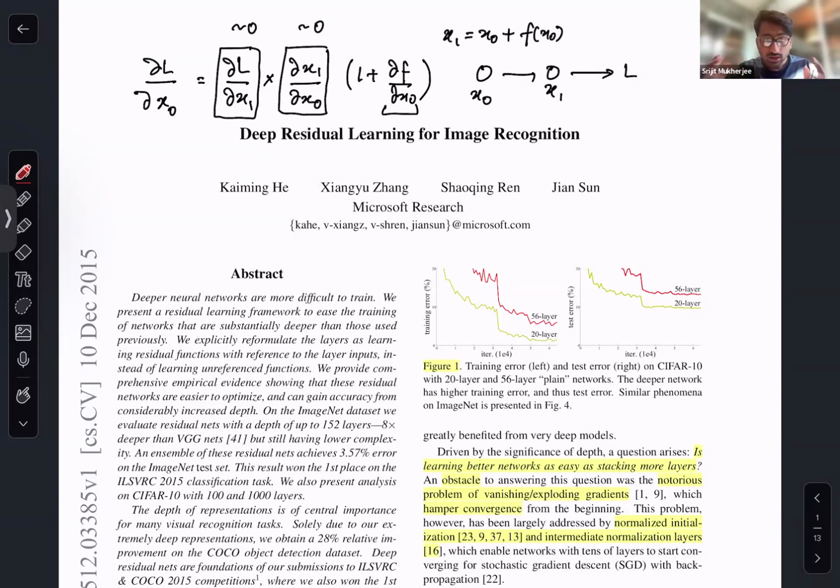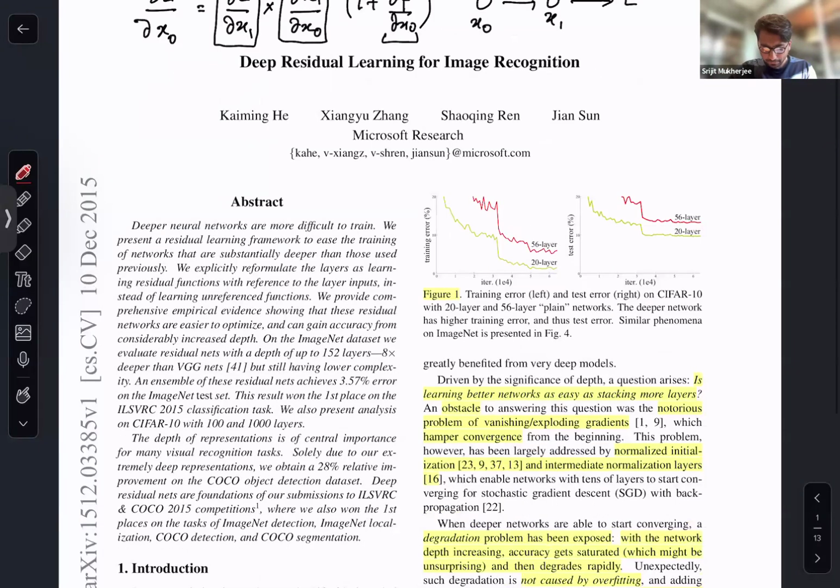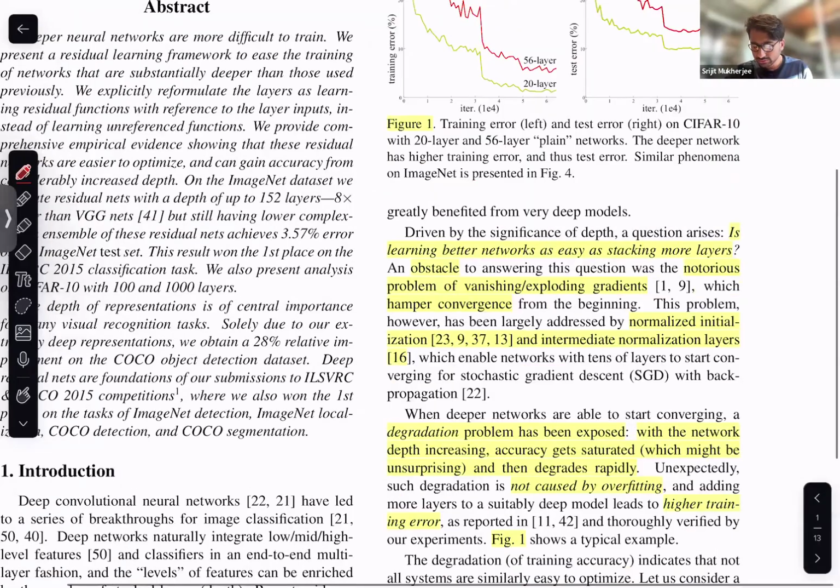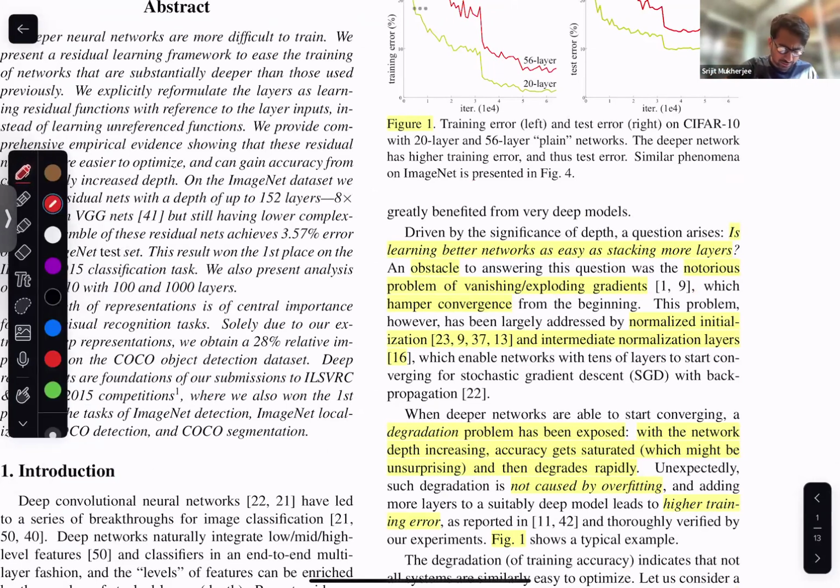The first paper on residual networks is called Deep Residual Learning for Image Recognition, as you can see on the screen. So let's discuss what it solves. First of all, you can see on the screen, essentially it solves the problem of how to build deeper networks, by stacking more layers.